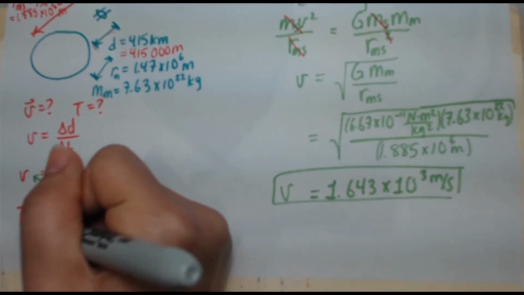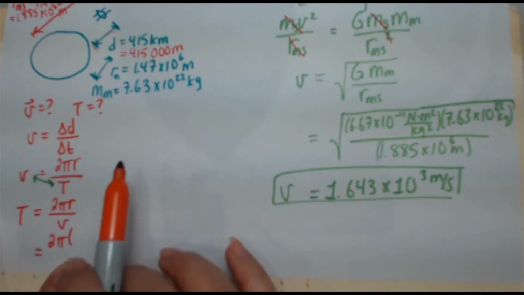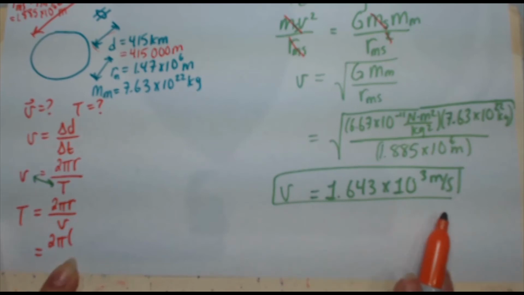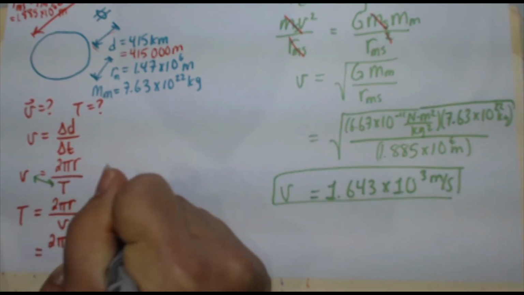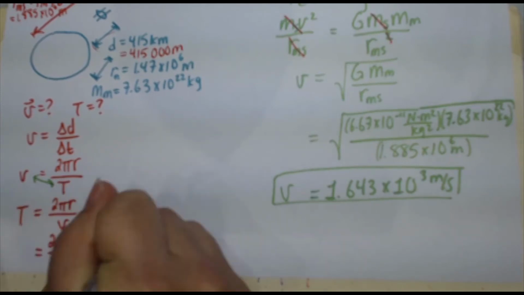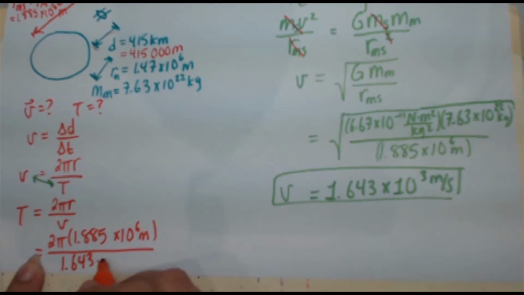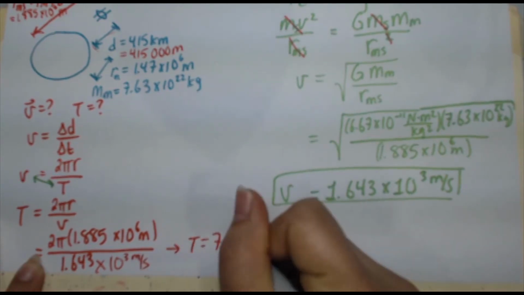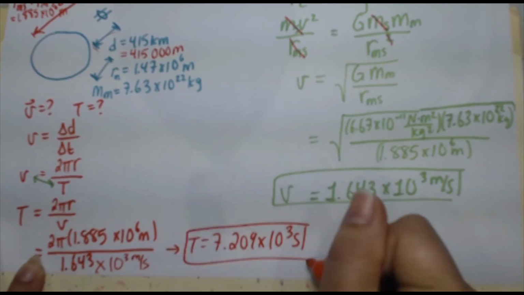So let's plug in those values. So 2 pi, and r is actually given to us, right? The 1.885 times 10 to the 6. And v we know from here, so we just plug in those numbers, and then divide by v, 1.643 times 10 to the 3 meters per second. So crunch those numbers and you are going to get a period of 7.209 times 10 to the 3 seconds.